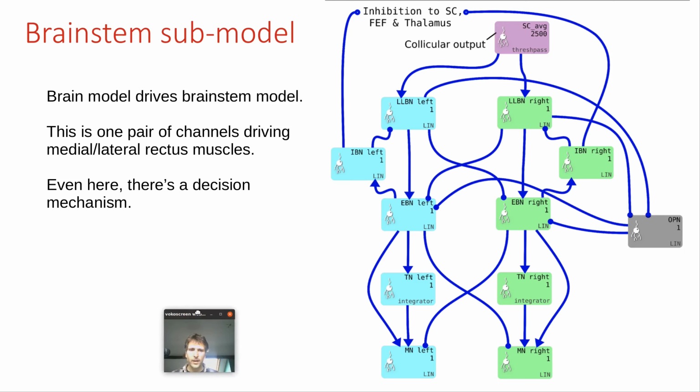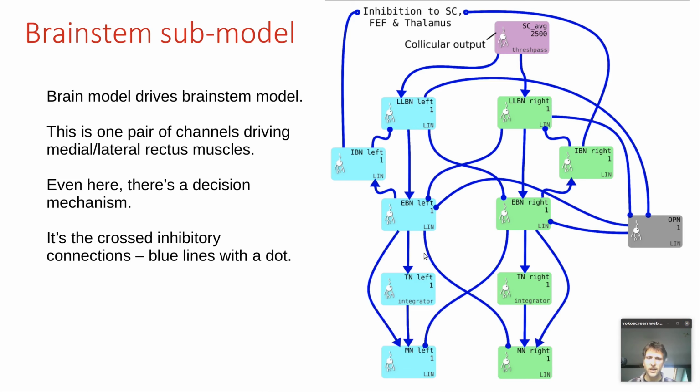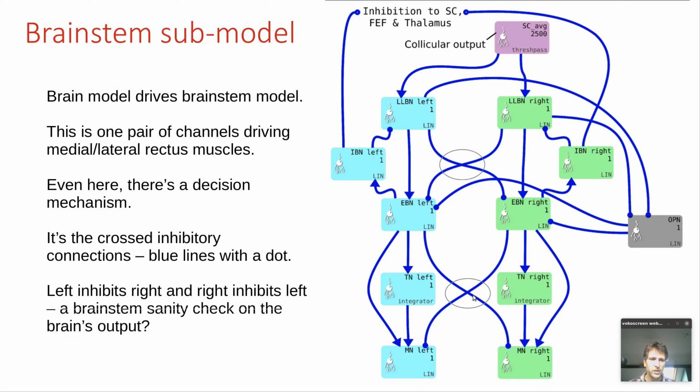But what's interesting is that even here there's a decision mechanism. It's the crossed inhibitory connections. These lines with a dot are inhibitory, and you see they cross over, so the right is inhibiting the left output and the left is inhibiting the right output. I say it's a decision mechanism. It's essentially a kind of sanity check that the brainstem is making on the output from the brain, and it's just preventing both eye muscles being active at the same time, which would be no good.